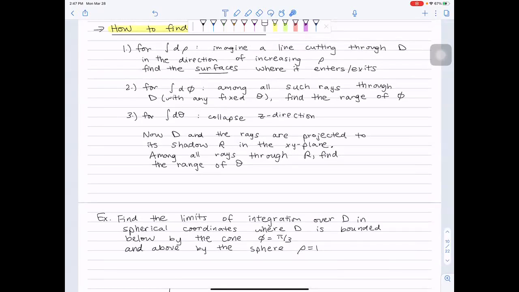For the rho bound, we want to imagine cutting a line through our shape radially outward. If you were to start here and we draw a line radially outward, imagine this is the origin. You start at rho equals 0 and you exit at this. What is this equation? This curve is our sphere, which they told us is rho equals 1. So our bounds for rho are 0 to 1.